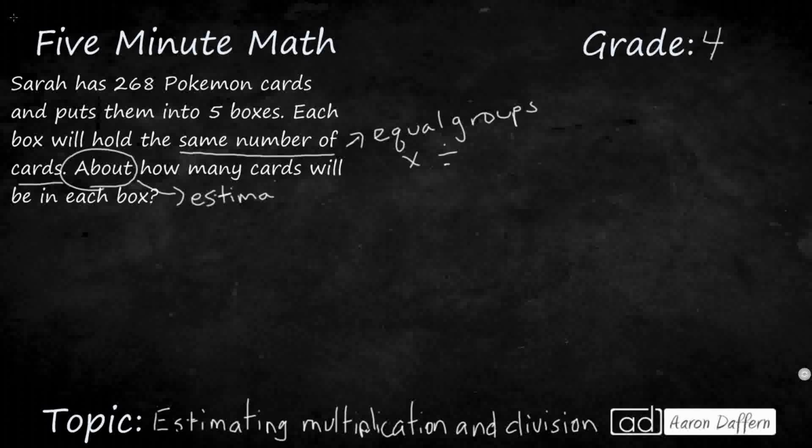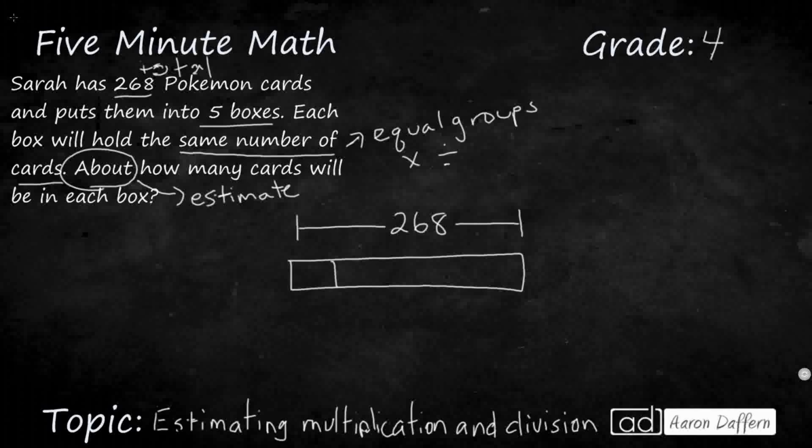So let's see if we can draw a representation here. So we have 268 Pokemon cards. So that's going to be our total. That's how many she has. 268. All right, so let's draw a strip diagram here. 268. And what do we have here? 5 boxes, okay. So we're going to split this up into 5 groups. And then that's my question, right? How many goes in each group? And I don't need to find the exact answer. I can estimate. Well, what do we estimate to?